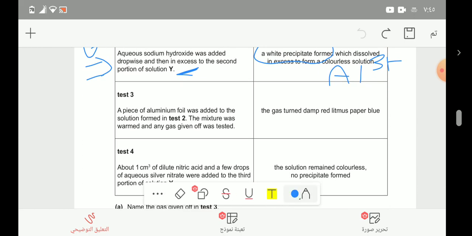Test 3. A piece of aluminum foil. Using aluminum foil, this is a test for the nitrate group, and I'll repeat it: whoever studied this chapter will understand that. The gas turned damp red litmus paper blue, and this is another indication that this group is nitrate, NO3.